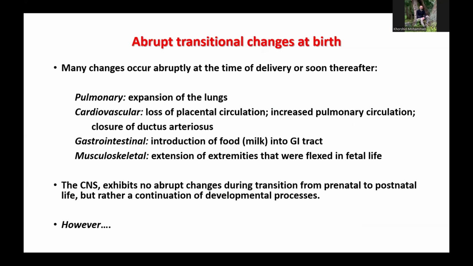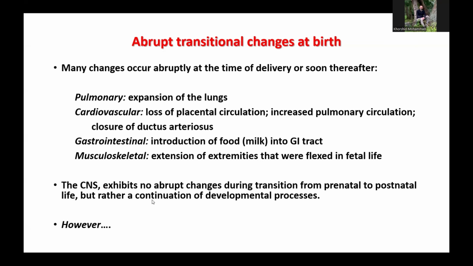condition. Now, there are a lot of abrupt changes that occur at birth. There's expansion of the lungs for the pulmonary system, a lot of changes in the cardiovascular system, with pulmonary circulation opening up and the closure of the ductus arteriosus. In the GI tract, you get introduction of food, milk into the GI tract for the first time. And in the musculoskeletal system, there's extension of the extremities that was not possible in utero because the limbs were flexed during fetal life.